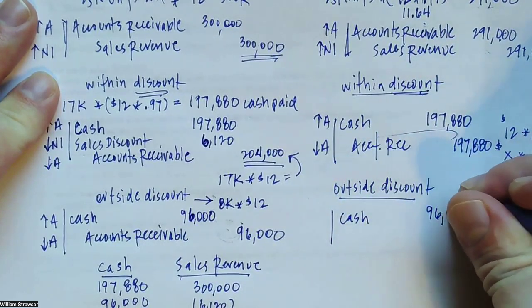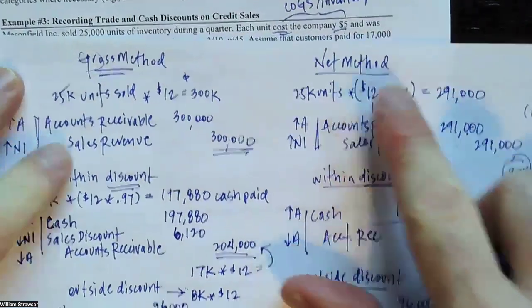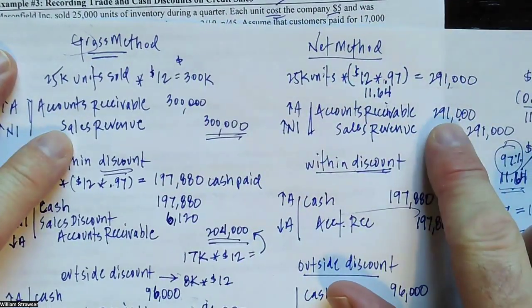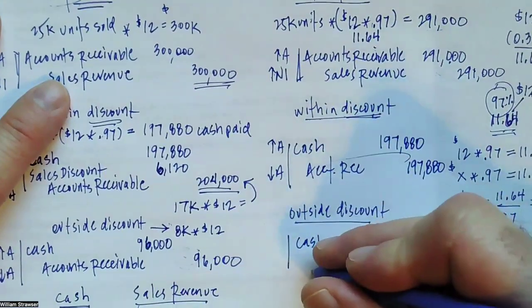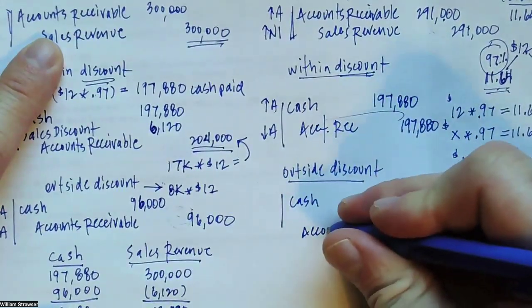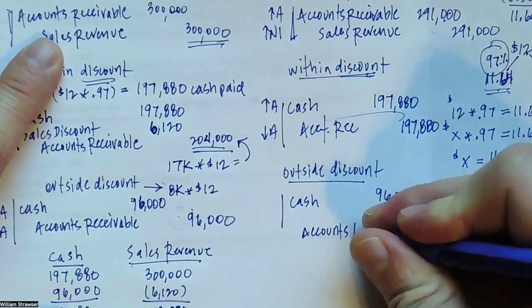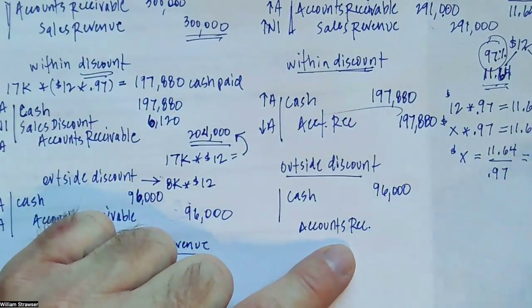However, our receivables, because we're operating under the net method, are being recorded at a net of discount price. So we have to record the receivable at that net of discount price. Give yourself a little bit of room to insert a third account in here.